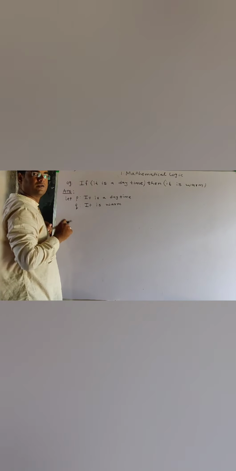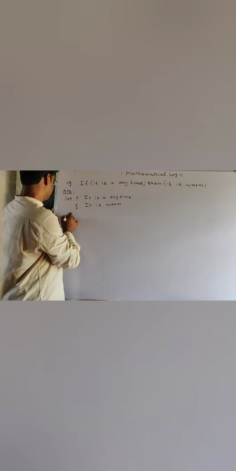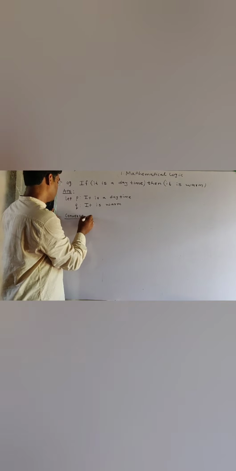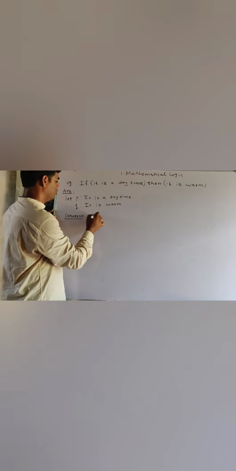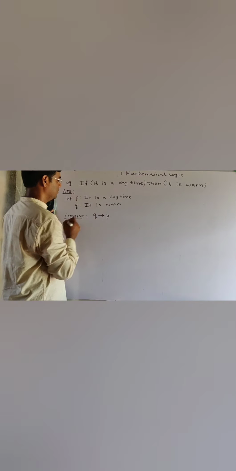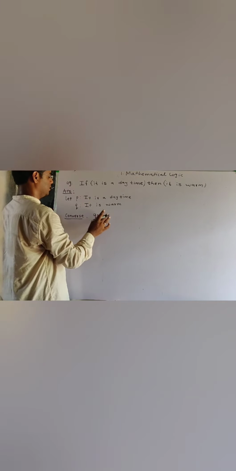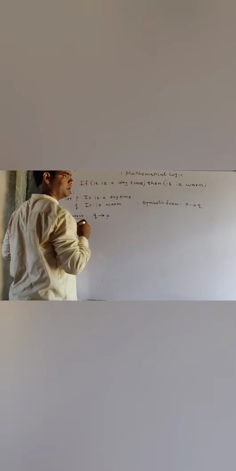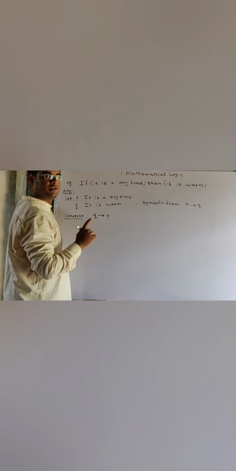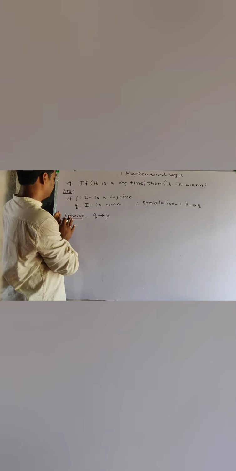Now we have to find the converse, inverse and contrapositive. So what is the rule? What is the rule for converse? Q implies P, where the given statement is P implies Q. The symbolic form of the given statement is P implies Q, that is, if P then Q.